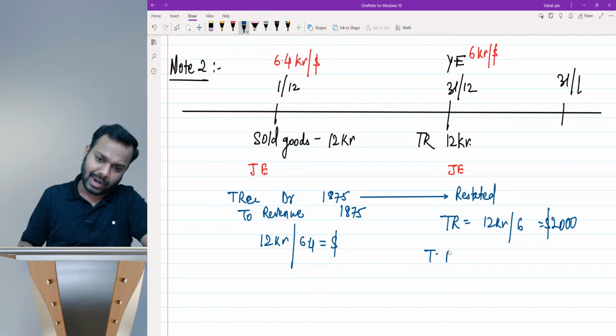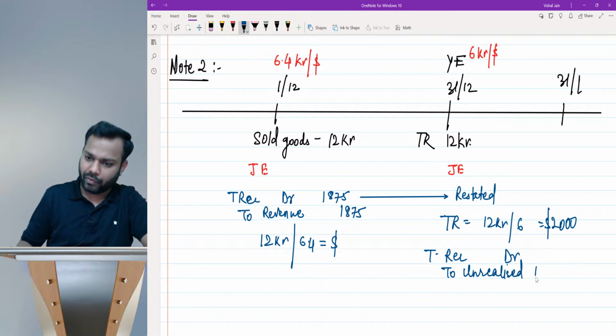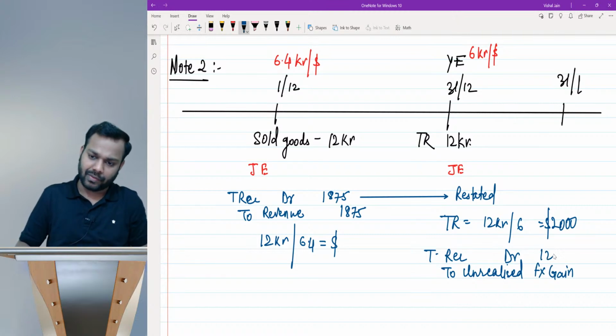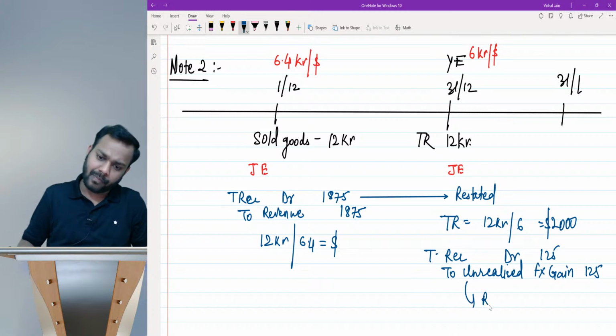The entry will be trade receivables account debit to unrealized forex gain, and this will be recorded where, right? It is how much? 1875 to 2000, 125 is 125, right? So you have to reduce it from operating expenses.